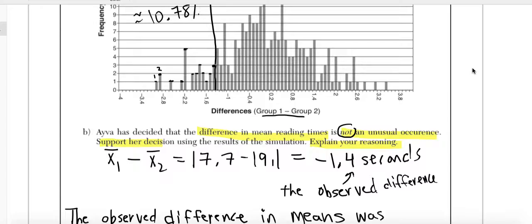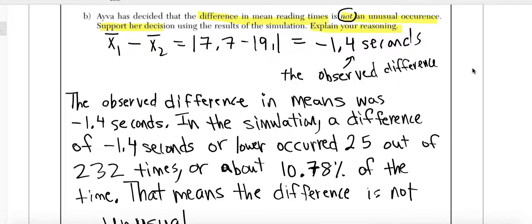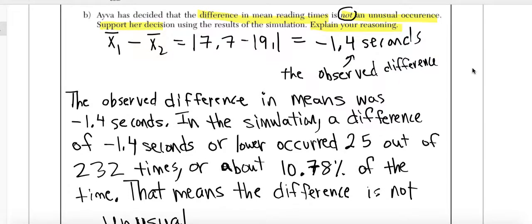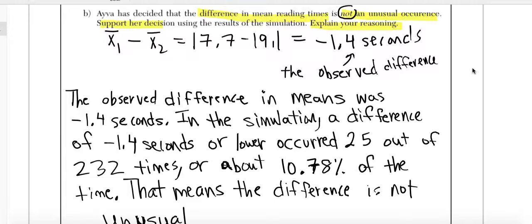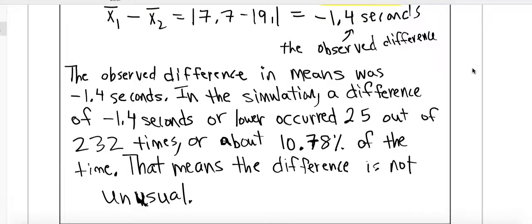Then Avia decided the difference in mean reading times is not an unusual occurrence. Support her decision using the results of the simulation. Explain your reasoning. So the observed difference in means was negative 1.4 seconds, and in the simulation, that difference of negative 1.4 seconds or lower occurred 25 out of 232 times, or about 10.78% of the time. Meaning group 1's reading time was 1.4 seconds lower, or even farther below those in group 2. So that is about 11% of the time. I'm just rounding now. That means the difference is not unusual.